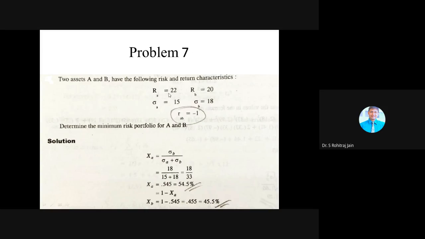So return of A is 22. Similarly, return of B is 20. Then standard deviation of A is 15 and standard deviation of B is 18. Then correlation coefficient of AB is equal to minus 1. Now, please remember, these are the problems which have been asked in the previous paper. Okay. So determine the minimum risk portfolio for A and B.